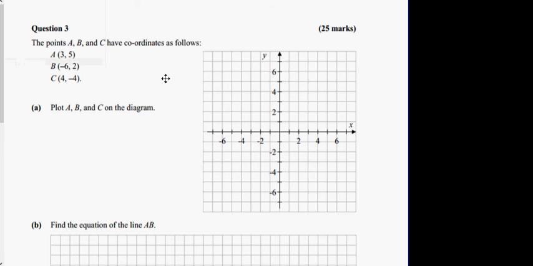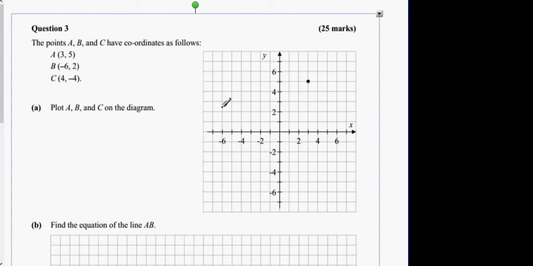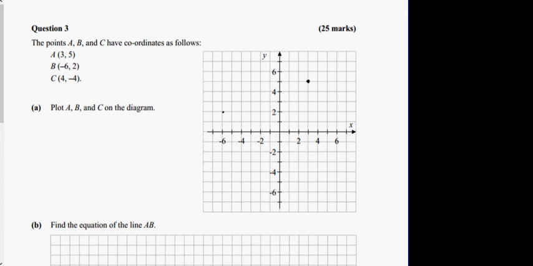Part of the right, just plot the points A, B and C. Pretty much everybody got that without any exception. So there's A, B is minus 6, 2 here, and C is 4, minus 4, which is down here. So we have the shape of a triangle.